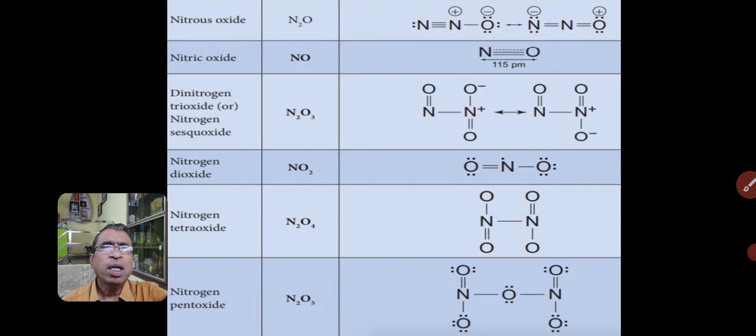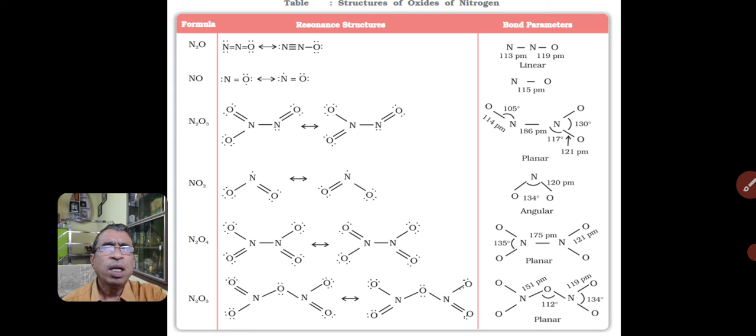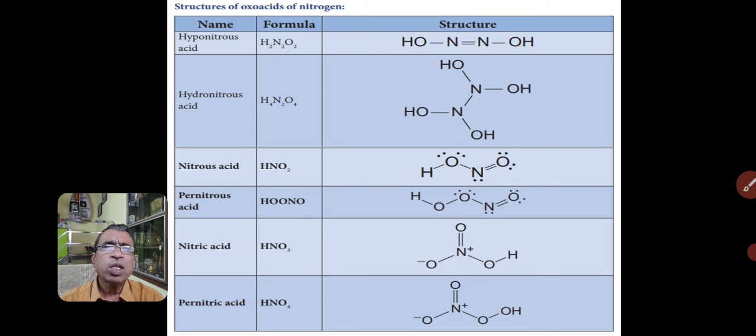Now coming to the structures of oxyacids of nitrogen. As I have said, we have hyponitrous acid, nitrous acid, nitric acid, and also pernitric acid. Apart from this, we also have hydronitrous acid and pernitrous acid. The structures are shown. As you know, in all these cases, nitrogen is linked to OH groups.